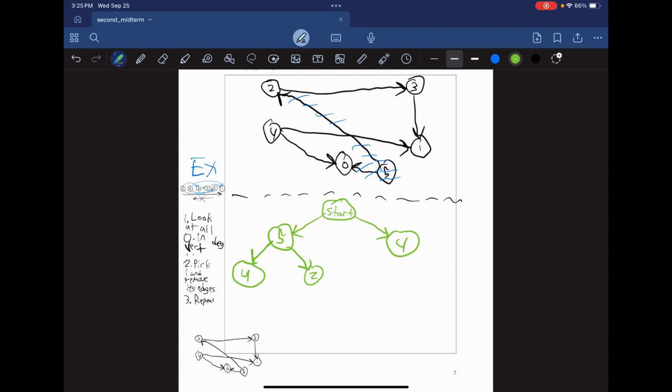Let's go down this path, and of 4, let's say that we remove 4 from this. We can now remove either 0, because 0 has 0 in degrees now, or we could remove 2. These 2 vertices still have 1 in degree. So we can remove 0 or 2, so we write them both down in our list. 0 or 2. Move this out of the way.